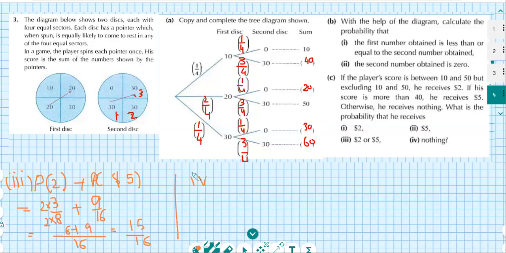Fourth part, getting nothing. So just subtract the previous probabilities from 1, because the total probability is 1. Subtract 15 over 16 from 1 to get the probability of getting nothing. So it will be 1 over 16.